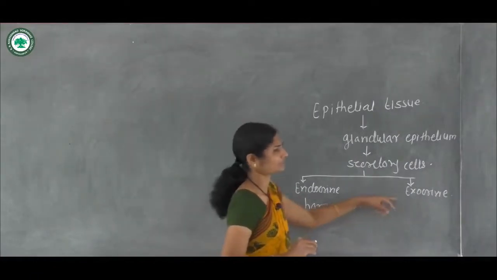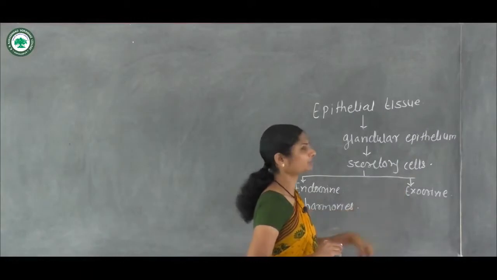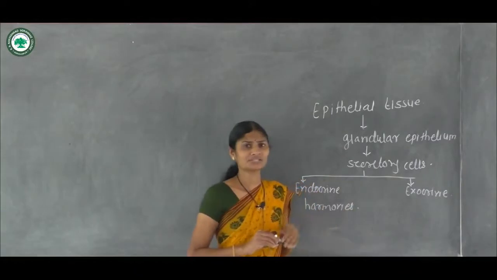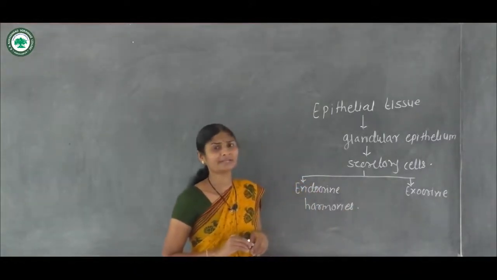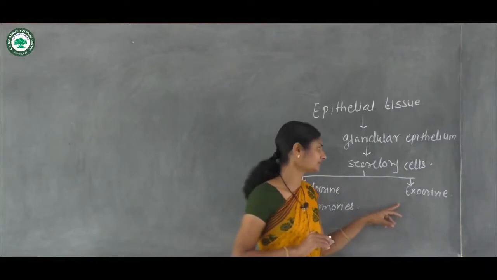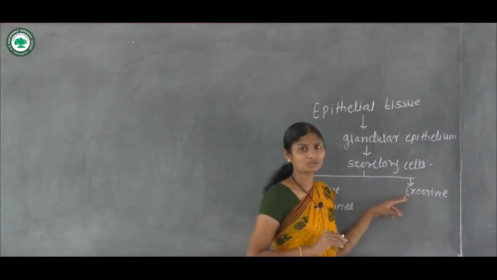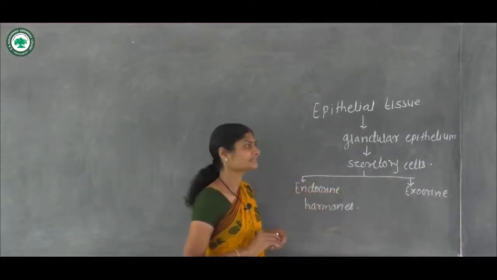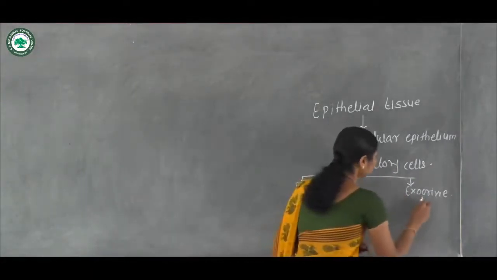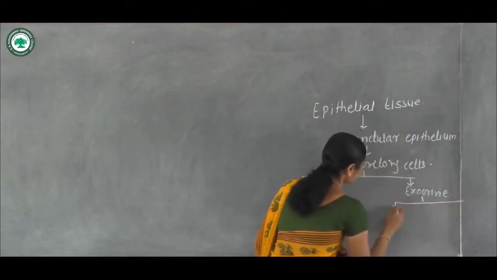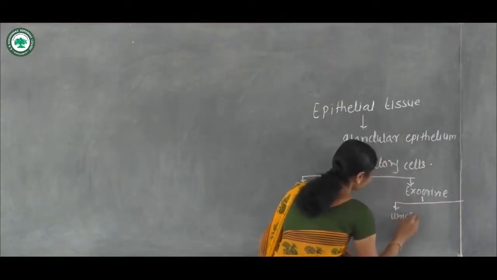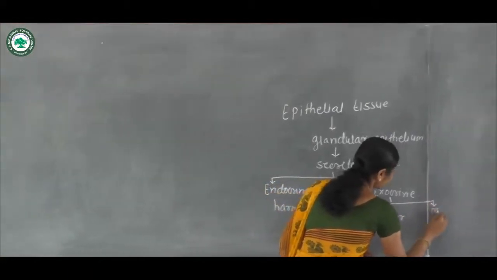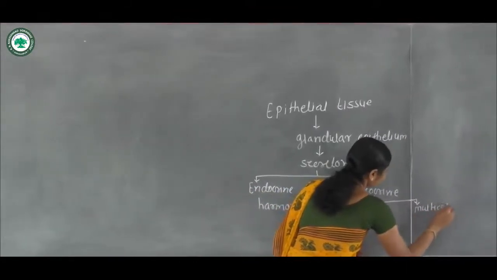Next type is exocrine gland. These exocrine glands have a duct, and their secretion is carried with the help of the duct, so it is called exocrine gland. These exocrine glands are again subdivided into two types. First one is unicellular gland. Second is multicellular gland.